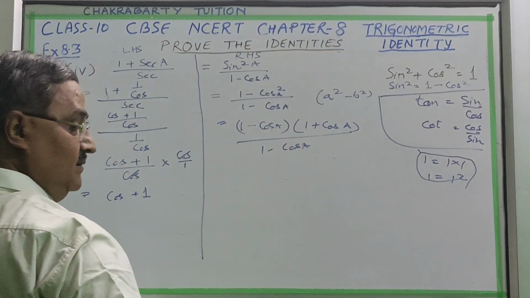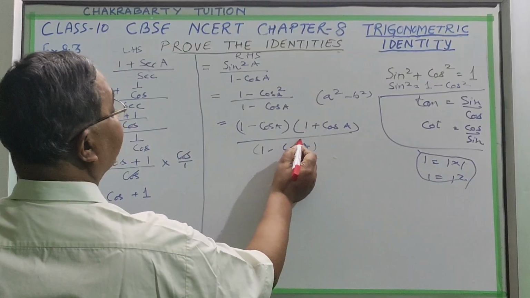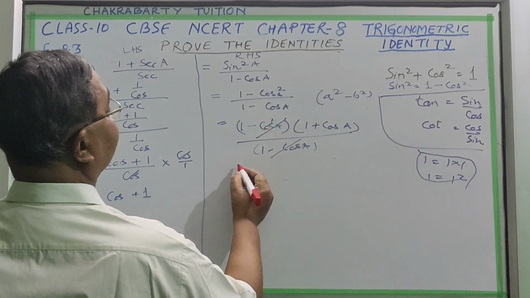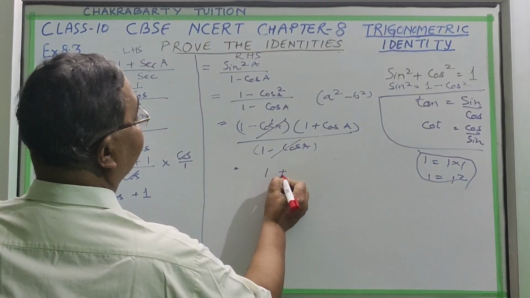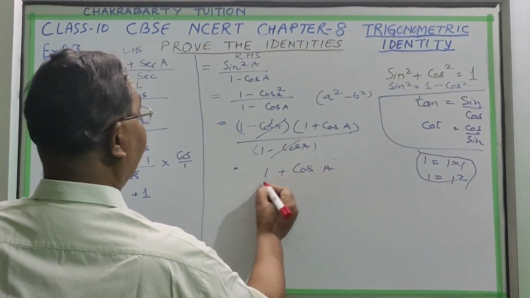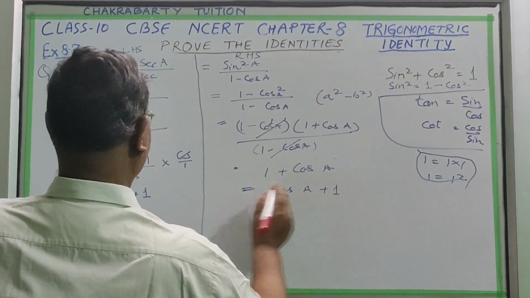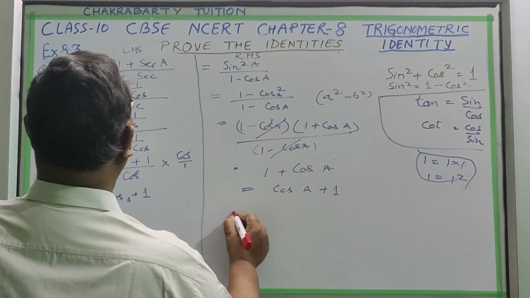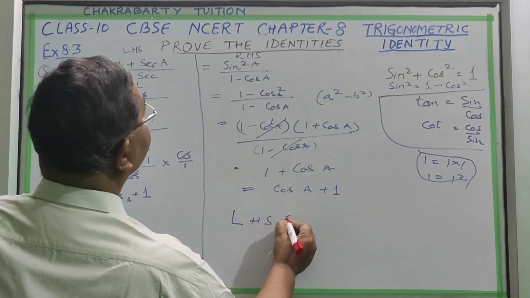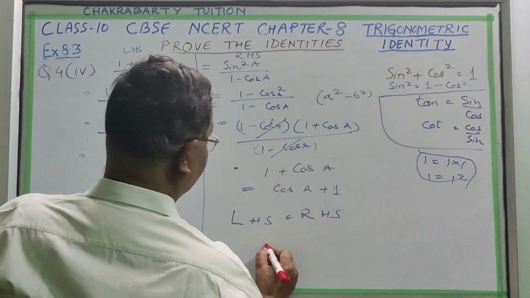Okay. So now we can cut it. This we will cut, and 1 will come here. So if you multiply the both things, it will remain as 1 plus cos a, or we can write it cos a plus 1. So here also it is cos a plus 1. So here your LHS is equal to RHS. So this is proved.